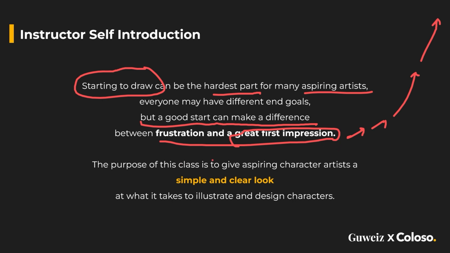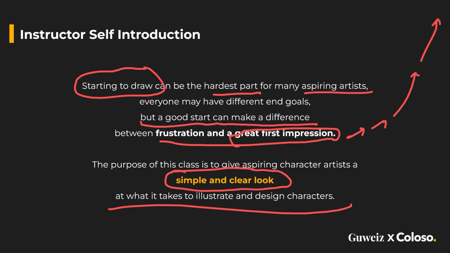And yeah, so to really tell you what this class is exactly going to be, I wrote it here in as simple as I can put it. Simple and clear look at what it takes to illustrate and design characters. And I think simplicity and clarity are super, super important parts of someone who's just starting out, right? Because you can be easily overwhelmed by the sheer number of hundreds of thousands of different courses, all of them very valuable, across independent artists or platforms like Colosso. There's just so much to learn from. Where do you start? And this class is intended to be something of a simple and clear look. Simple is a keyword. I genuinely mean it.